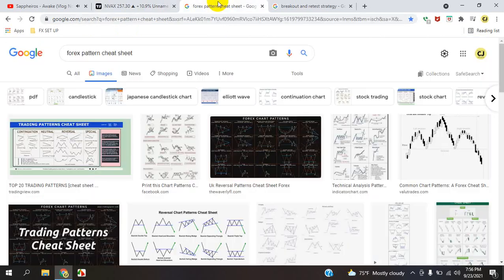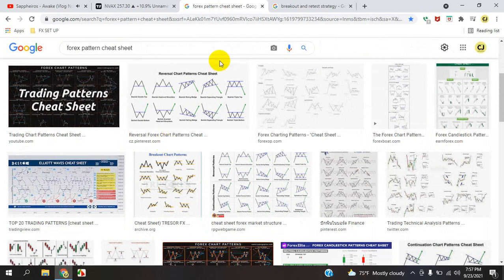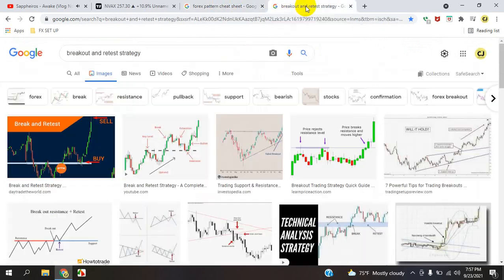Very important information, guys. Please review and study for it. Pattern cheat sheet. Click on images. Go through the patterns. Understand where the market is within the pattern and what direction the market is going to go into when you do see the pattern on the charts.